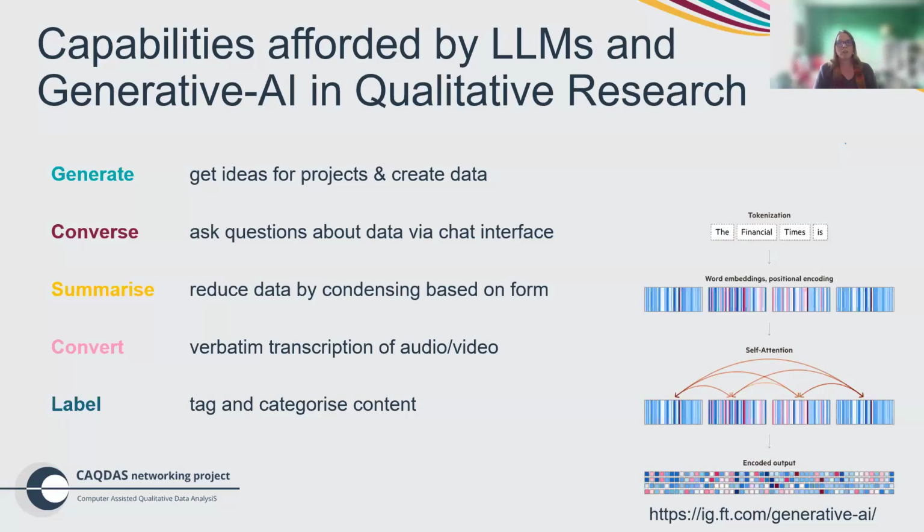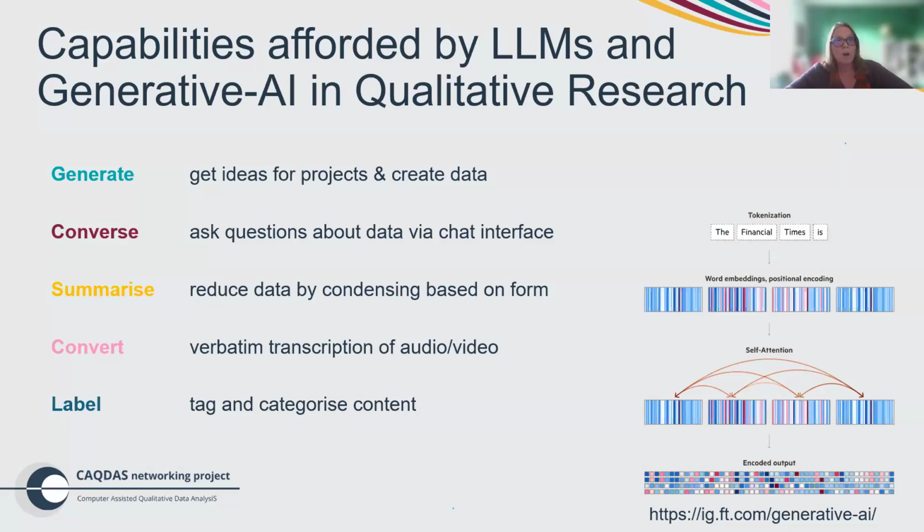We can also converse. The chat in ChatGPT and other similar tools is all about the idea that we can converse, we can have a dialogue, we can have a conversation, we can ask questions about our qualitative materials via this chat interface. We can also summarize. Summarizing is a very powerful capability of large language models. And in the context of what we might want to do as qualitative researchers, this allows us to very quickly reduce data by condensing it in relation to the form of the text.